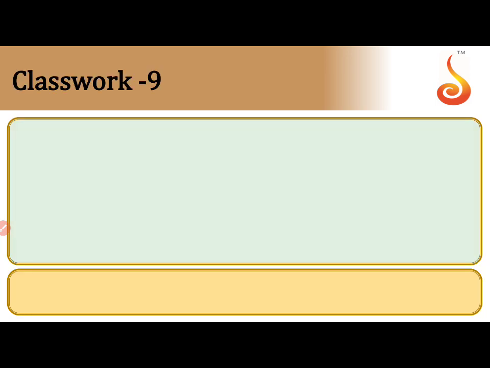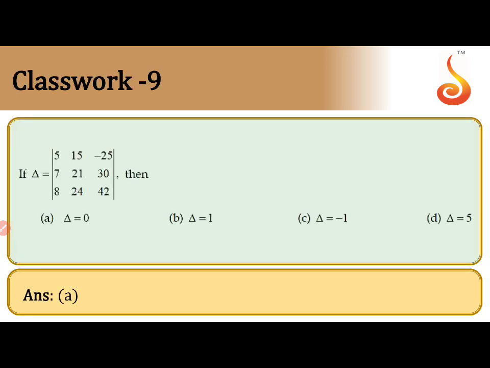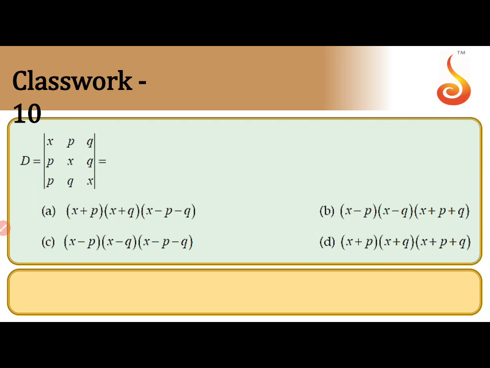Next question. Here X, P, Q; P, X, Q; P, Q, X is given. So you have to simplify the determinant. To solve this question, observe the terms in the options: x minus p minus q, x plus q; x minus q, x minus q, x plus p plus q; x plus p, x plus q, x plus p plus q; x minus q, x minus q, x minus p minus q. That means you have to add or subtract something here. I will solve the question on the next page.